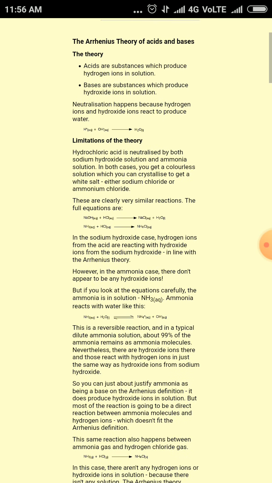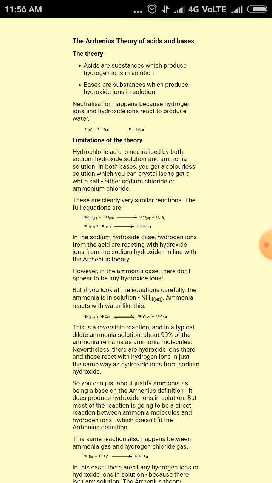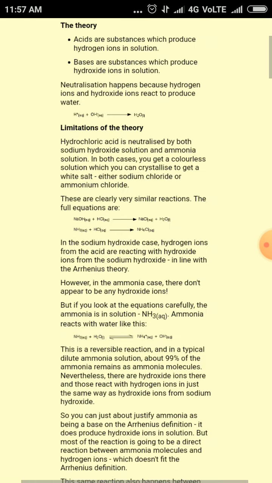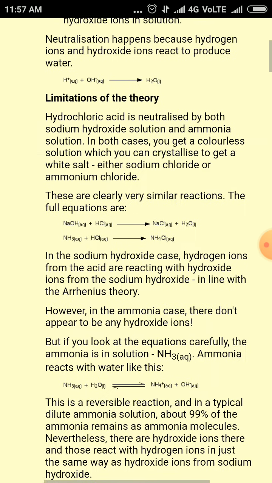Now the limitation of the theory is that hydrochloric acid is neutralized by both sodium hydroxide solution and ammonia solution. In both cases you get a colorless solution which you can crystallize to get a white salt, either sodium chloride or ammonium chloride. These are clearly very similar reactions. The full equations are discussed right here.